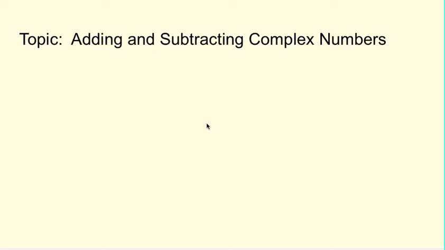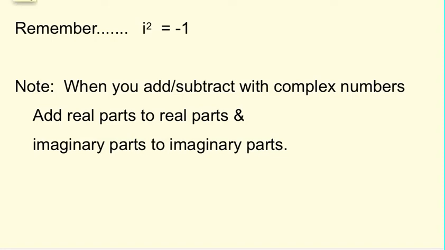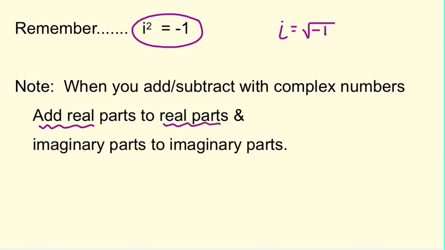We're going to add and subtract complex numbers. Make sure you remember that i squared can be replaced with -1, and that i equals the square root of -1. You're going to see i squared a lot in your problems. Now here's the rule. When you add or subtract complex numbers, you're going to add a real part to another real part and an imaginary part to another imaginary part.